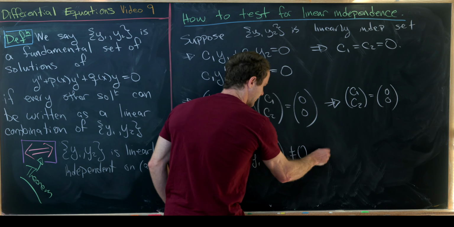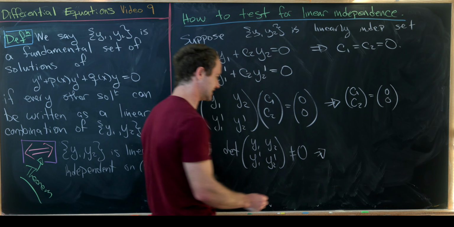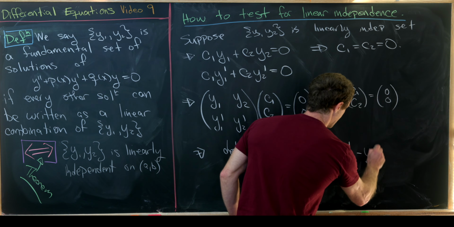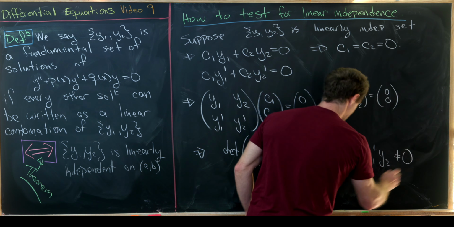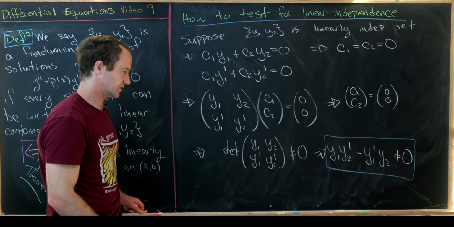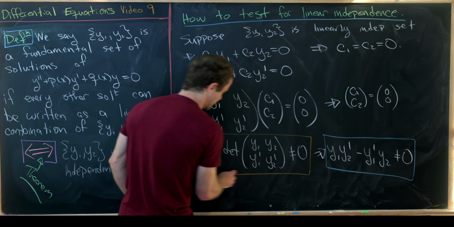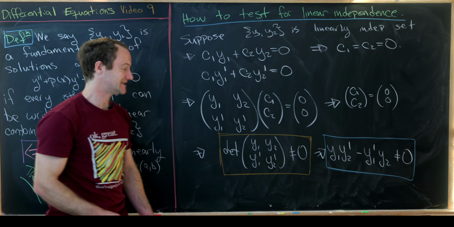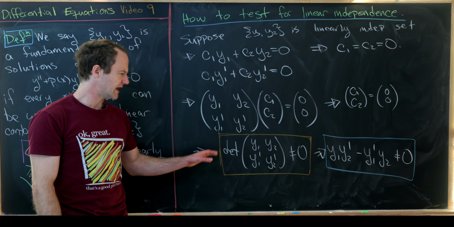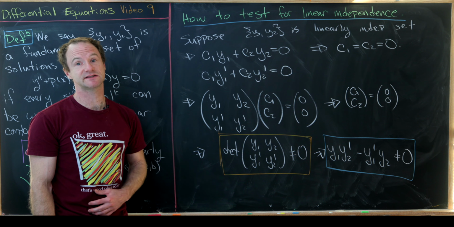Let's recall that the determinant is the product of the diagonals, minus the product of the off diagonals. So that means y1 y2 prime minus y1 prime y2 is not equal to 0. Whether you think about it in this blue boxed version, the non-matrix version, or this orange boxed version, the matrix version, that's a nice test for linear independence of functions. But the fact that we've got this nicely constructed matrix motivates our next definition.